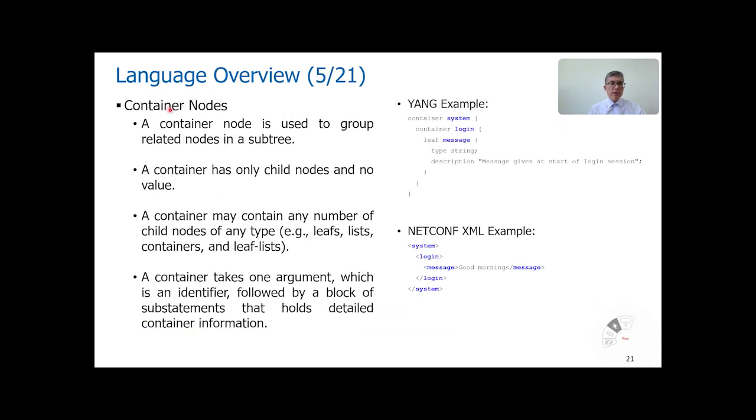The container is used to group related nodes in a subtree. So we can make some instantiation of variables. System login, so this is a kind of instantiation. In the system login case, we make system and login, and then inside the container, the container actually includes the variables. So this itself is a kind of extension of structured data. The variable message will have the actual message, good morning.